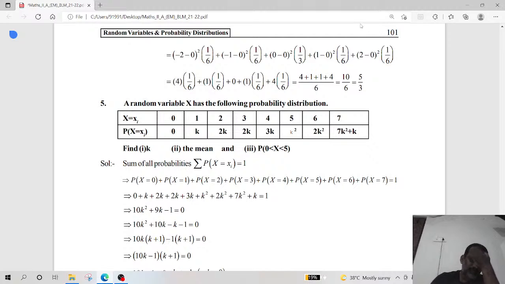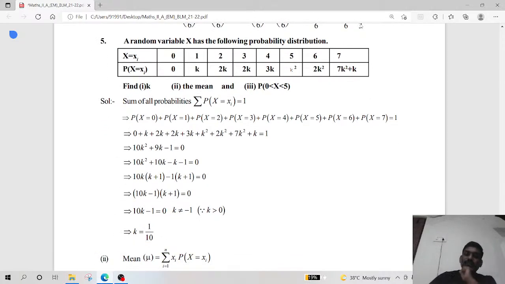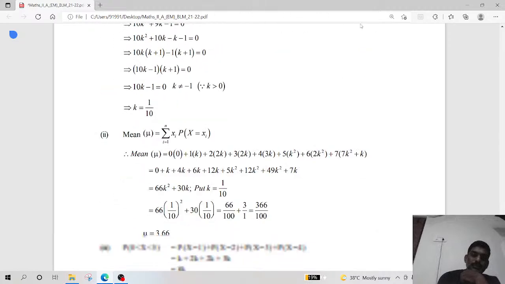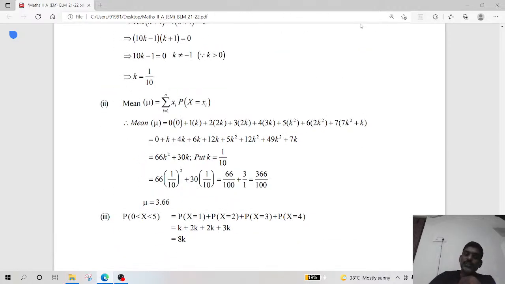So let us take the first sum. P(X = 0), P(X = 1), P(X = 2) and so on, P(X = 7) is equal to 1. So k is equal to 1/10. And the second one is the mean. Mean is equal to the summation, i equal to 1 to n, of x_i times P(X = x_i). If you substitute the values, 0 times 0 plus 1 times k plus 2 times 2k plus 3 times 2k plus 4 times 3k and so on up to plus 7 times 7k square plus k. If we simplify this we can get 366/100. Mu is equal to 3.66.